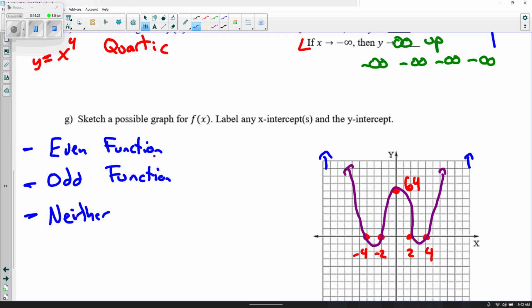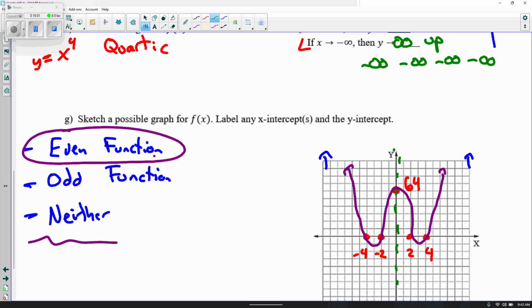What did you circle? Even, odd, or neither there, Aubrey? Even? Why? It's what? Starts up and finishes up? Kind of, yeah. It's not the real reason. What's the real reason? So remember, these all deal with symmetry, except for neither. Neither just means there's no symmetry at all. So what type of symmetry does this have? Murray says y-axis symmetry. Good job, Cam.